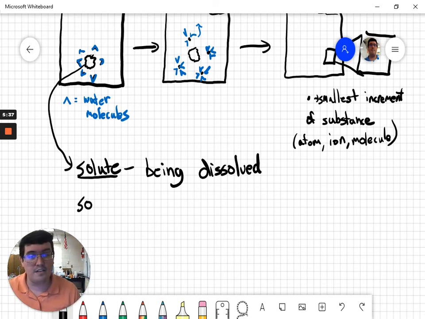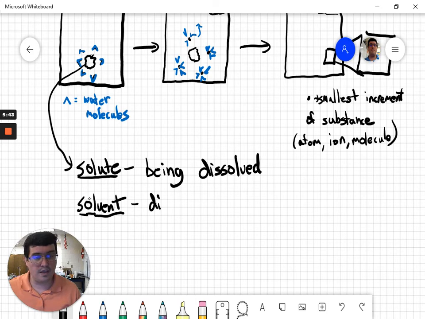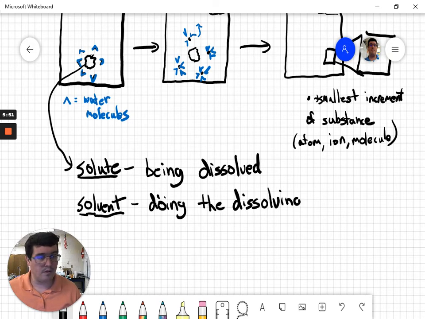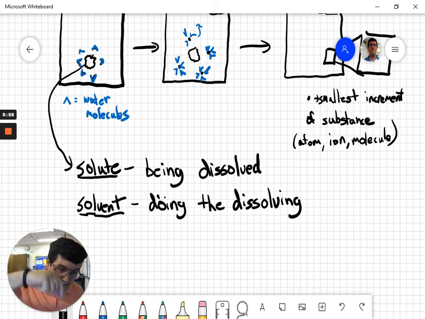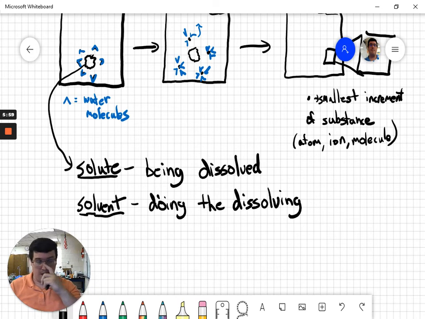The solvent is doing the dissolving. So we have the solute you put into the solvent, and the solute is what's going to get picked apart. All right? So knowing those two words is really critical for us to talk about solutions.